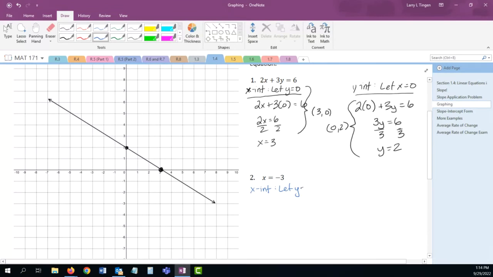I'm going to do that by letting y equal 0. All right, y equals 0. y is not a part of this equation, is it? y is not in there.